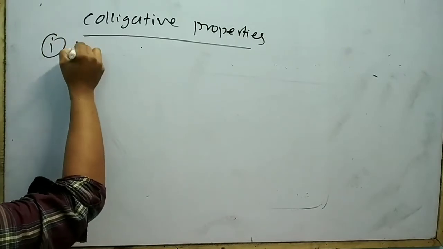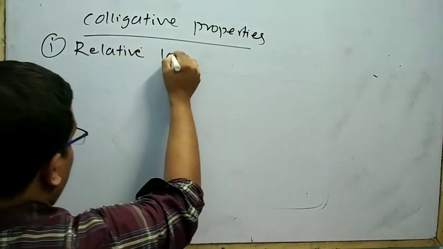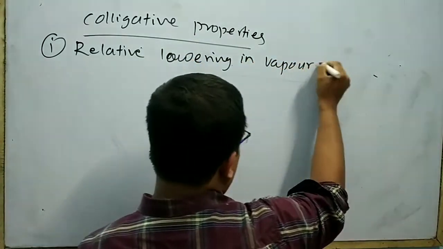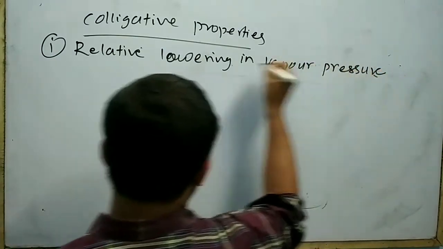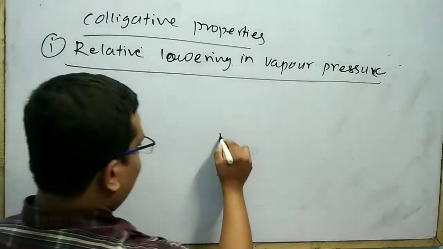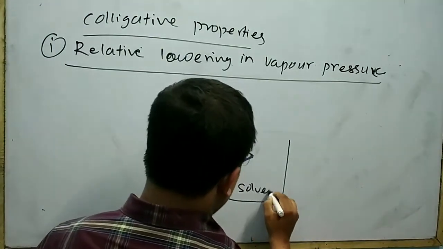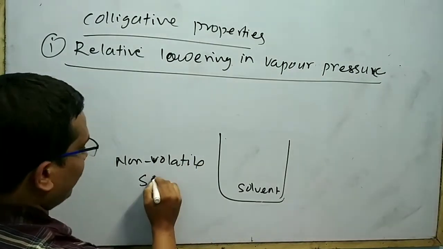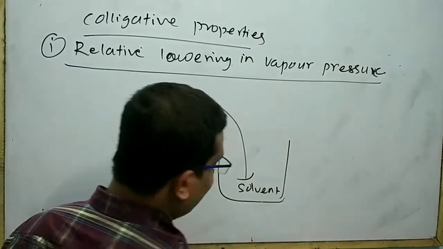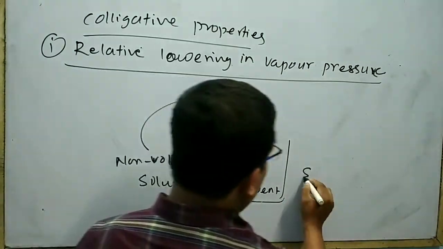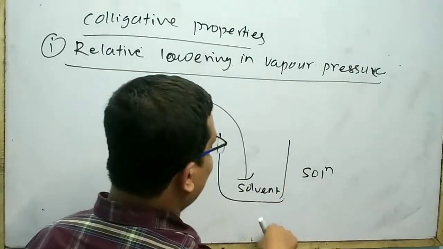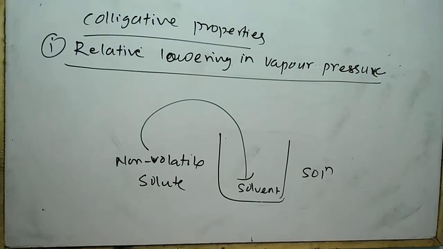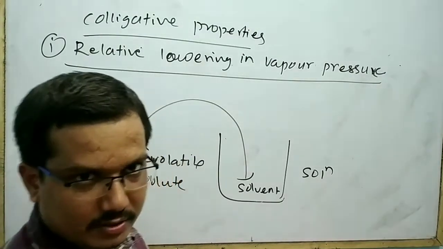At first I will explain about the relative lowering in vapor pressure. Suppose I take a solvent. When I add the non-volatile solute to this solvent, then the vapor pressure of the solution becomes lesser than the vapor pressure of the solvent. This lowering in vapor pressure is called relative lowering in vapor pressure.